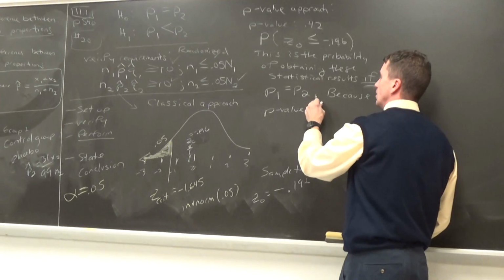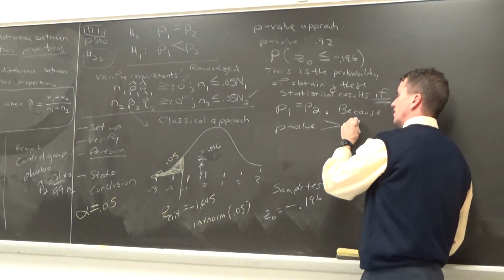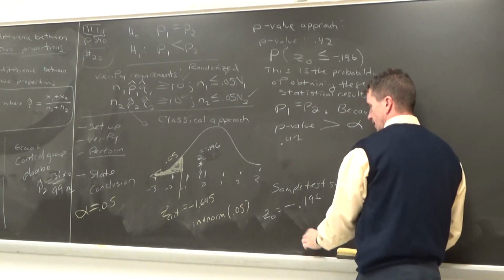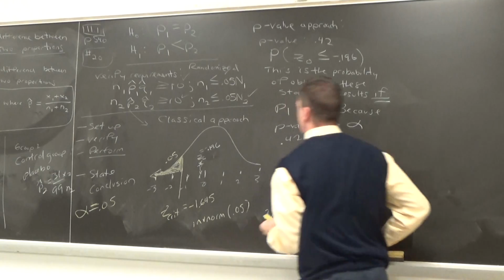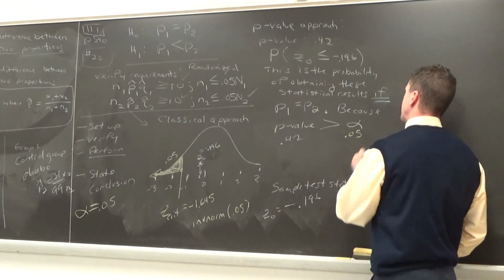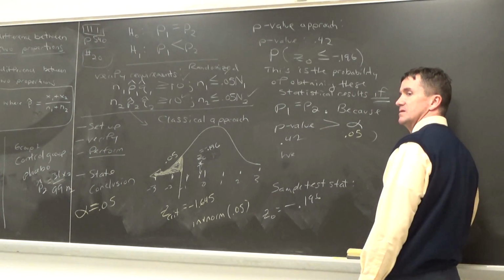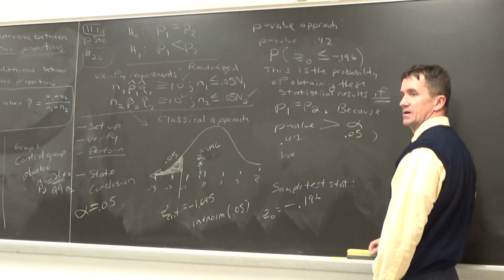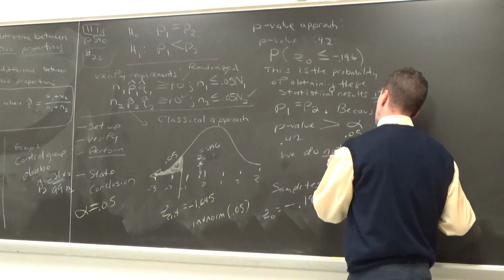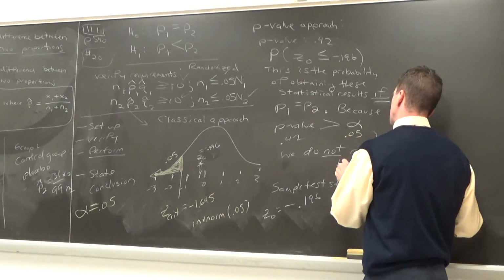Because my p-value is it lower or greater than? Greater. Whoa, yeah, way greater than the alpha level. This was a 0.42, this was a 0.05. Because it's way greater, what are we doing about the null? We do not reject the null. Sierra says we fail to reject the null. So you can say it either way. We do not reject the null hypothesis. We keep it.